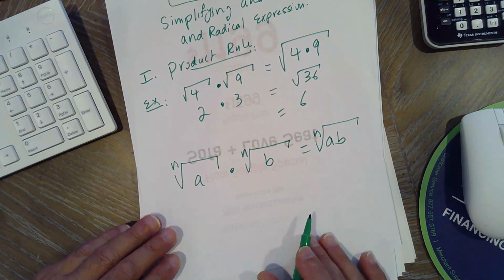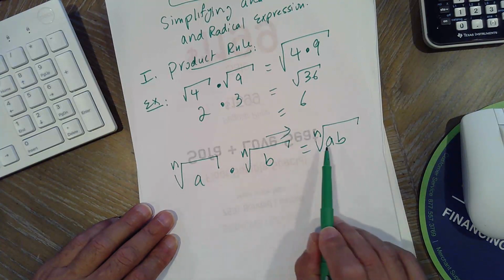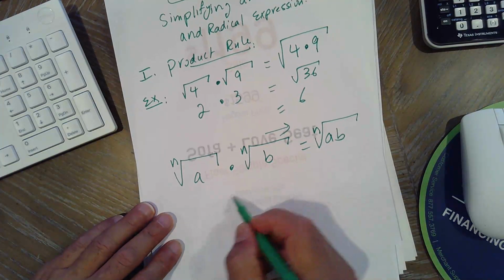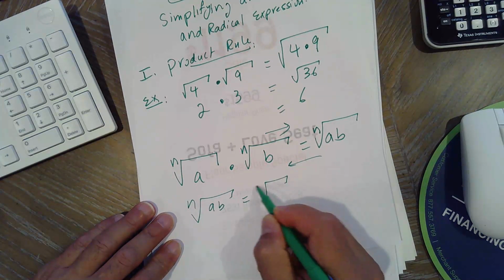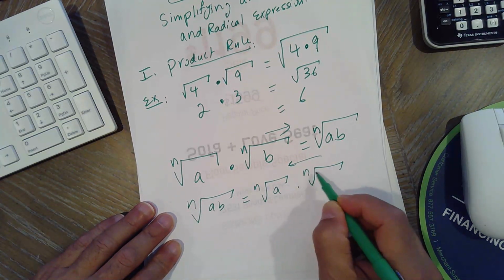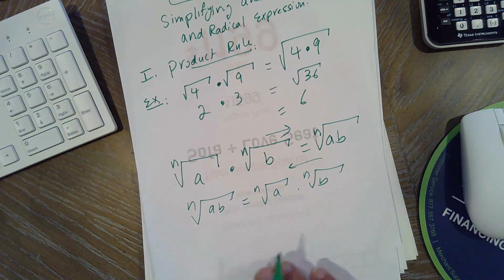Okay, this is called the product rule. You can go this way, which means multiplying and getting the answer, or you can split it up by going backwards. Nth root of ab equals nth root of a times nth root of b. So we're going to do forward, and we're also going to do it backward depending on the problem. And there's also what we call the quotient rule for radicals.